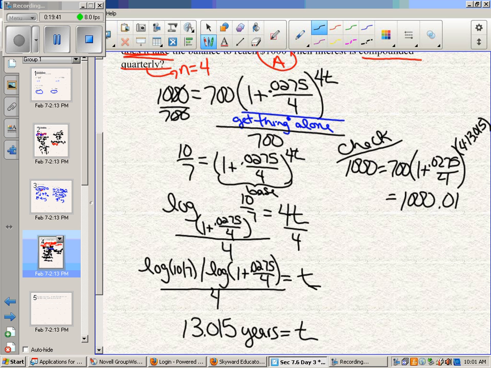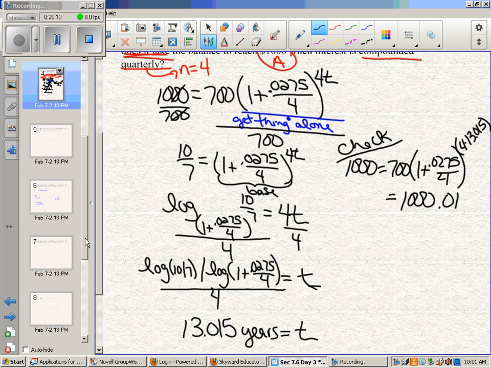If you only have a number after the caret key, it's going to take it to that power and then multiply that answer by whatever the next thing is. If you don't put the parentheses there, it'll take this 1 plus 0.0275 divided by 4 to the 4th power, get that, multiply that answer by 13.05, and multiply by 700 at the same time. Okay, so order of operations gets followed by your calculator. You have to tell it when you want to bypass that. That's why we put parentheses there.